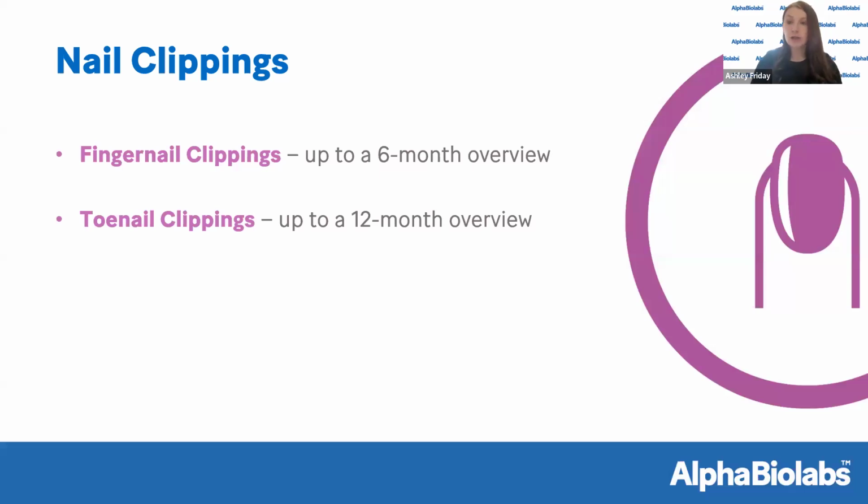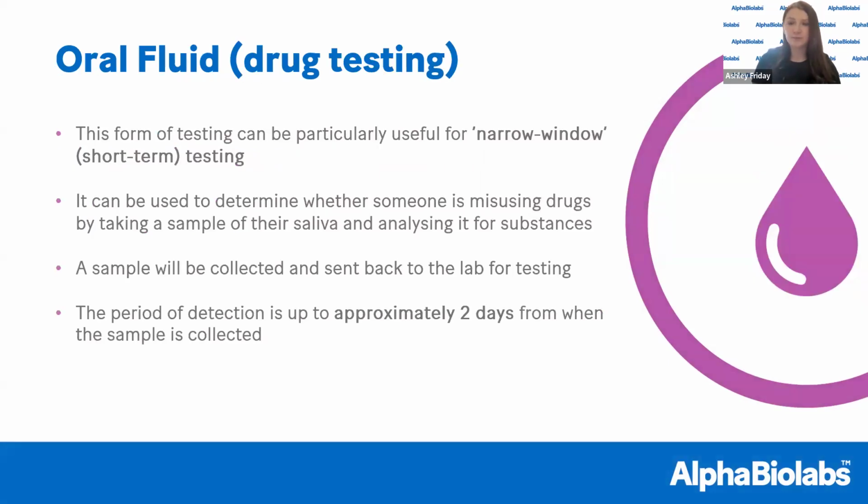Some other options are to look at nail clippings. We can take fingernail clippings that would provide up to 6 months as an overview, and toenail clippings that would provide up to 12 months as an overview. So again, we'd weigh this up with exactly what your request was versus what your client had available at the time of testing. So that's for longer window testing.